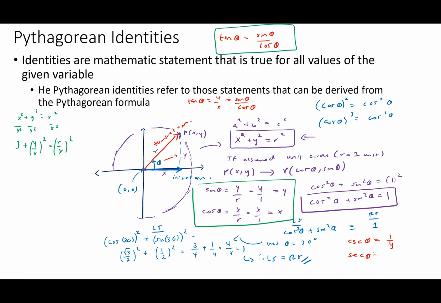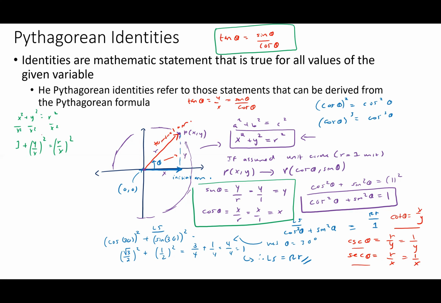Secant theta is basically 1 over x, right? And in this case, because we're using the unit circle, guys, think about it as r over x, which is equivalent to 1 over x. Cosecant is r over y, 1 over y. And then cotangent theta would be basically x over y. Okay, so keep these reciprocal ratios in mind, and let's apply this notion here.